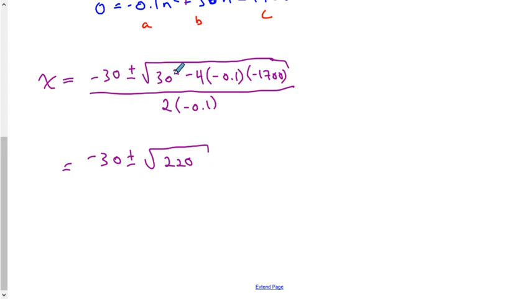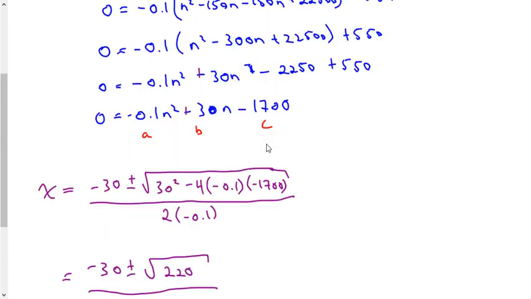We have 30 squared, and then we're subtracting 4 times negative 0.1 times negative 1700. The negatives will cancel out, meaning we're subtracting all of that stuff. So you should get 220. Try that out and make sure you can. And on the bottom, we have 2 times negative 0.1, which is negative 0.2. We're going to end up with x values of 75.8 or 224.1.